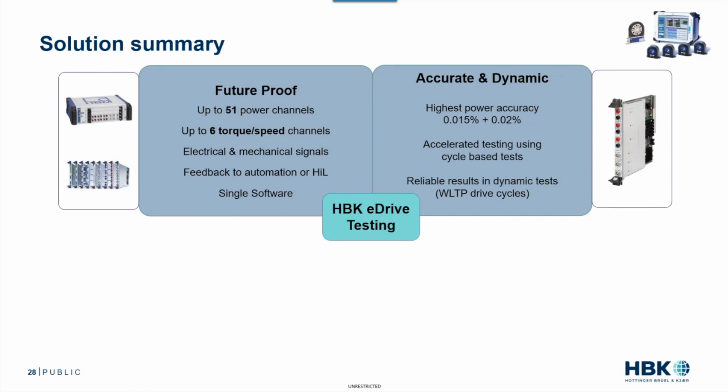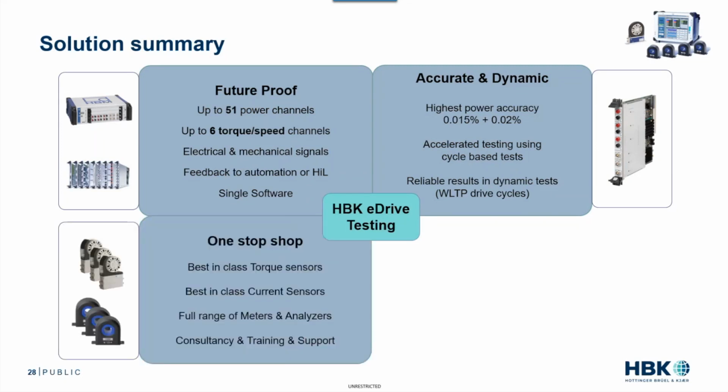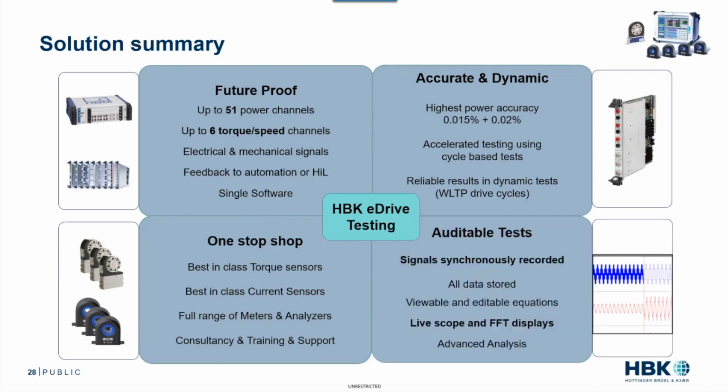Our power analyzer provides accurate and dynamic power results with good power accuracy across a wide variety of frequencies and voltage ranges, and provides accelerated testing because we're doing real-time cycle detect. You don't have to wait for our system to stabilize. You're going to be able to get very dynamic power results out of that system. You're able to treat HBK as a one-stop shop: torque sensors, current sensors, power meter, everything together. We're also happy to provide worldwide training and support to get you up and running with your system and make sure it's working well for you.